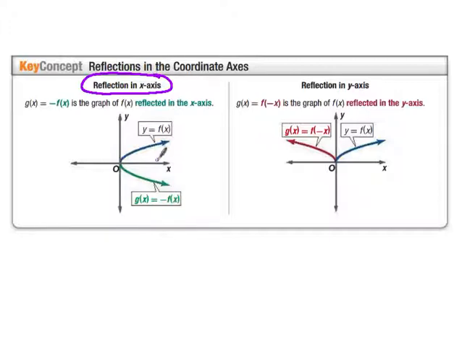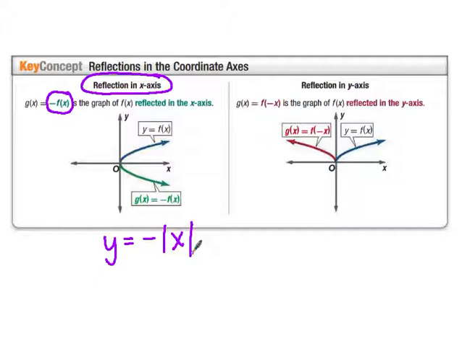If it's a reflection in the x-axis, all I do is negate the function as a whole. For example, y equals negative the absolute value of x. That would be an example.